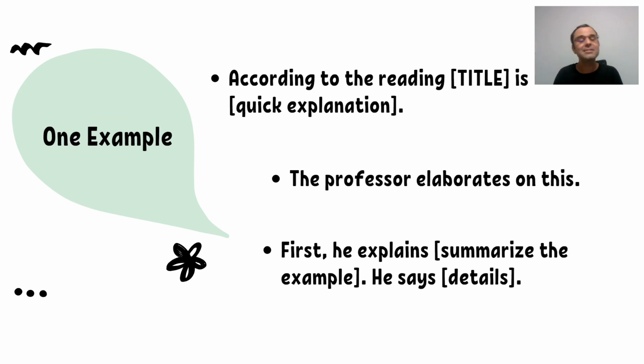The other template is for when you've got one example. And it's basically the same, right? You're starting with a quick summary of the reading. You've got the transition. And then it's just first he explains how the decline of the macaw affected the whole ecosystem. And then you're going to give lots and lots of details. I'd say one example probably comes up 50% of the time.